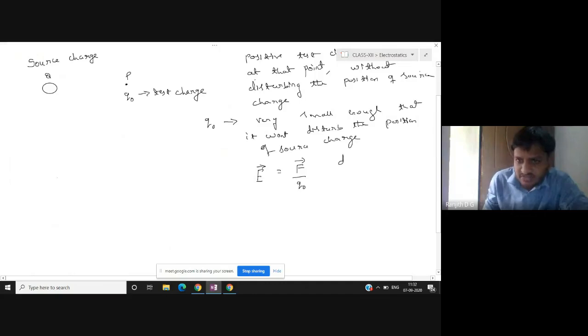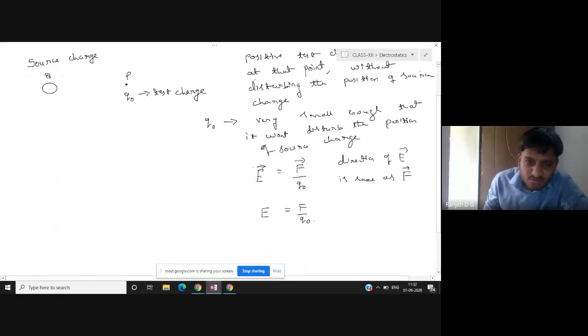And the direction of that electric field E is the same as F. So the direction of the force and the direction of the electric field are the same. Magnitude wise, you can write E is nothing but magnitude of F divided by Q naught. And it should not disturb that unit positive charge which you have taken to test, it should not disturb the position of the source charge.